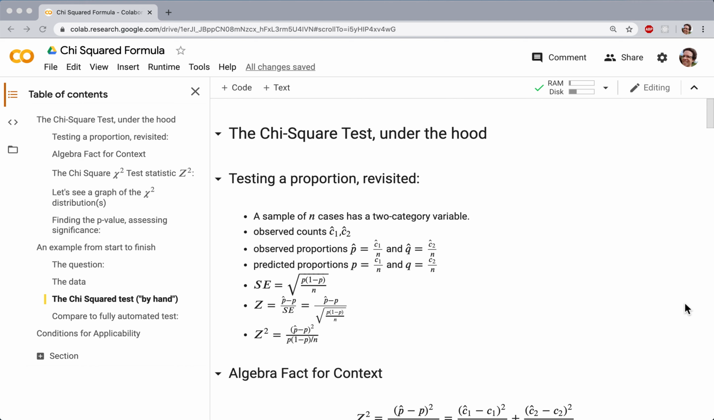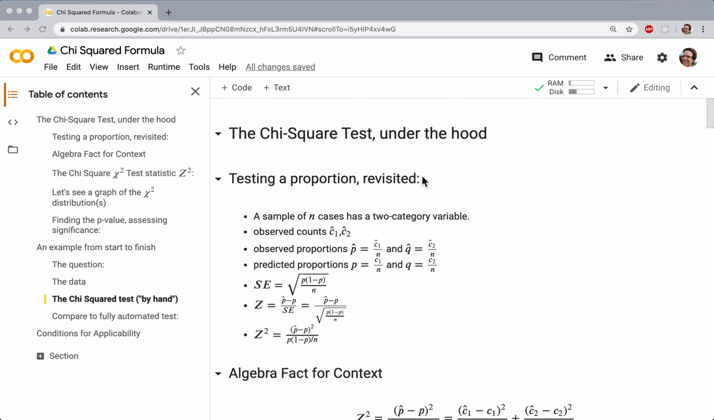Nevertheless, it's really useful to look at the test for a proportion in order to give context for the chi-squared test. So we're going to begin here by looking at a test for the proportion. Now, in a typical test for a proportion, we don't usually have all of this notation, but it might be useful to understand the context of the chi-squared test.